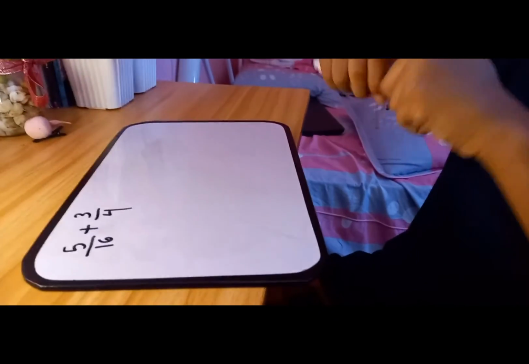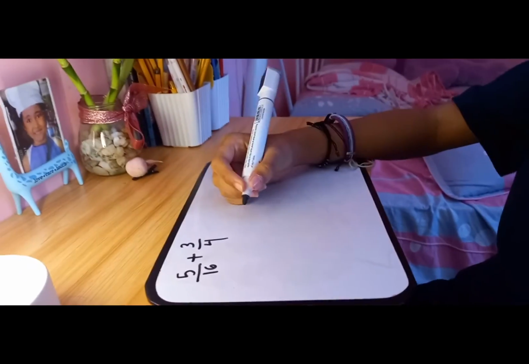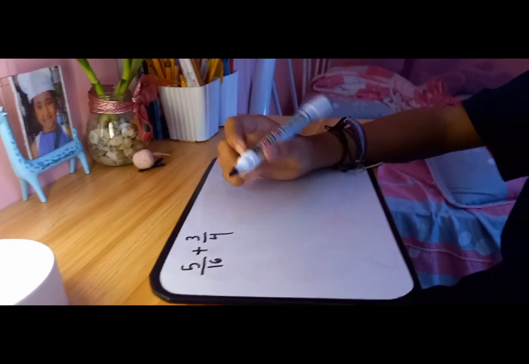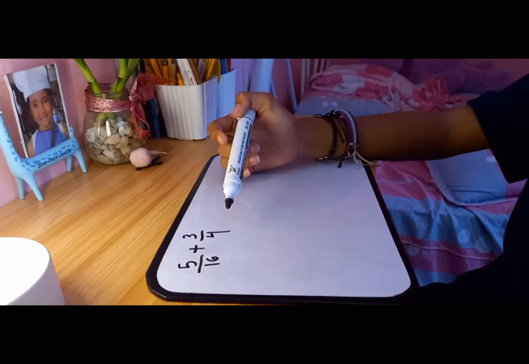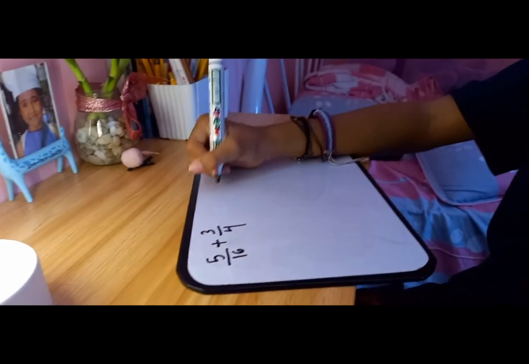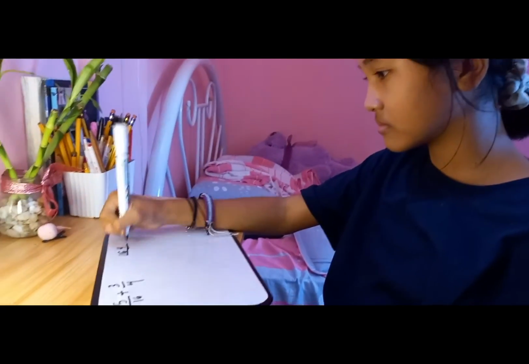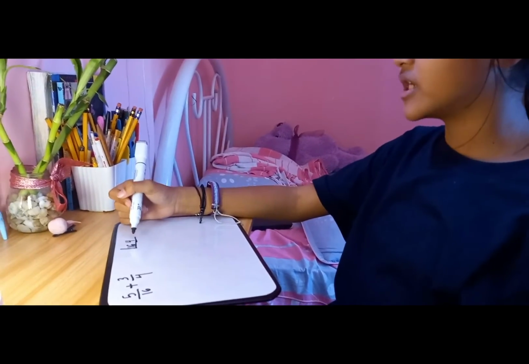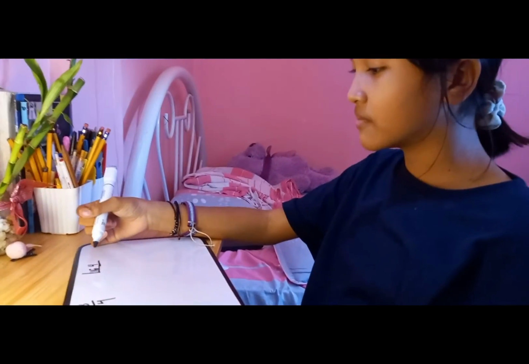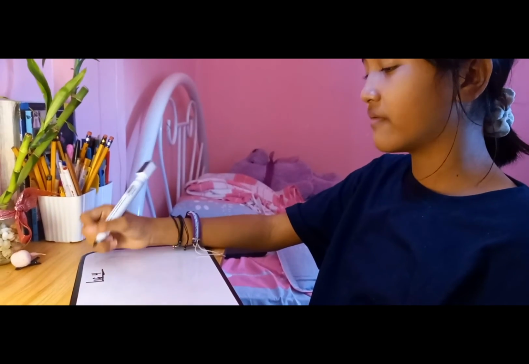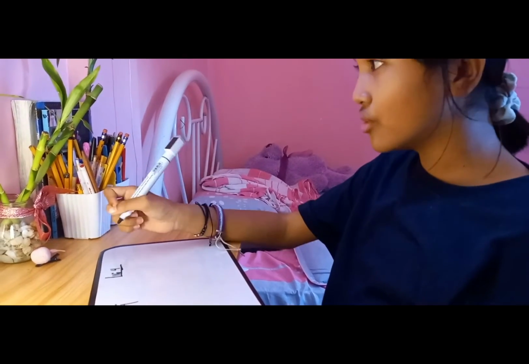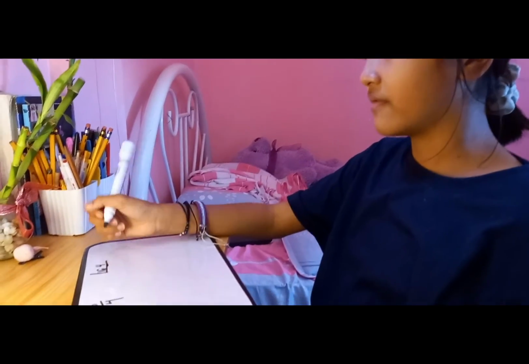So our next example is 5/16 plus 3/4. So it's the same procedure. We need to get the LCD of our denominators, which are 16 and 4. So I'm gonna use continuous division. Okay, so we need to think of a prime number that is divisible by 16 and 4. So 2 is divisible by 16 and 4.